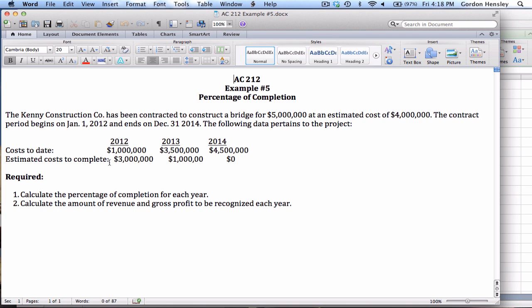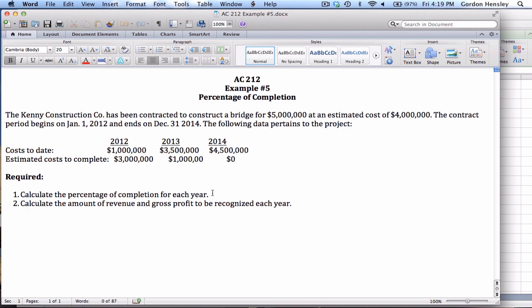And then cost to complete, at the end of the first year they thought at that point they only had $3 million left to go. At the end of 2013, at that point they thought they had about $1 million left, and then at the end of 2014 they were finished, so they didn't think they had anything left to spend. So that's pretty standard information whenever you have a lengthy multi-year construction project like that.